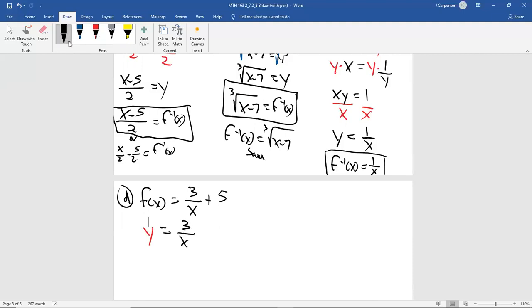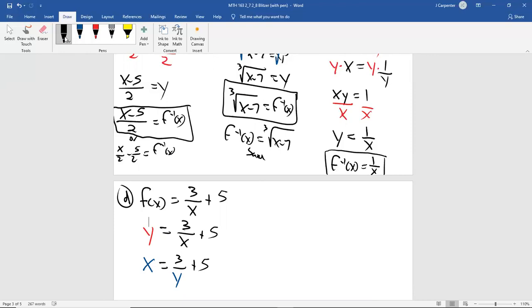equals 3 over x plus 5. Second step, write y's as x and x's as y's. Third step, solve for y.